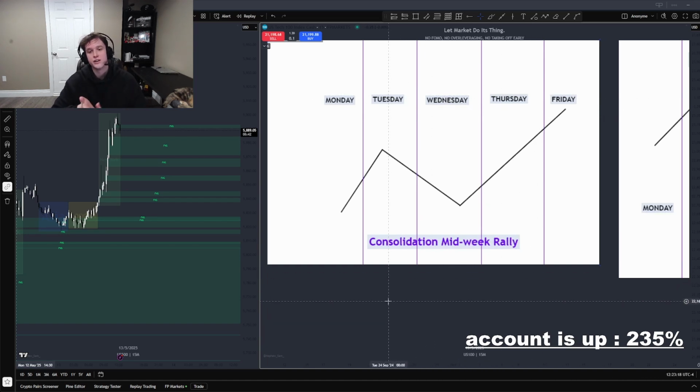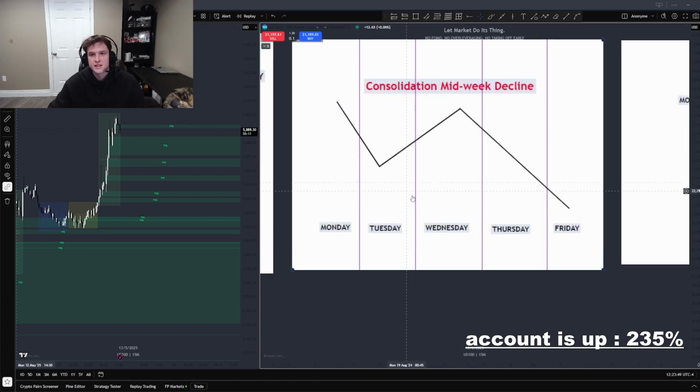You need to always align your weekly profile with premium, discount, time, and also your draw on liquidity and your trend. So I'm gonna explain it one more time. You start your week on Monday. You push on to Tuesday to hit your premium. Once you're in the premium of the range, it drops back down below, hits discount, and on the discount you can go higher, targeting the highs.